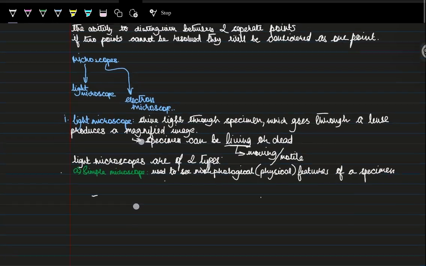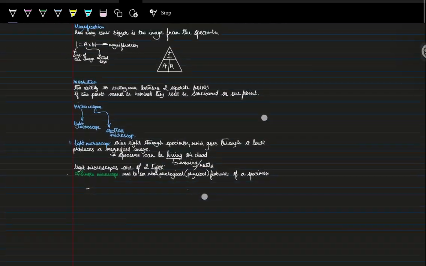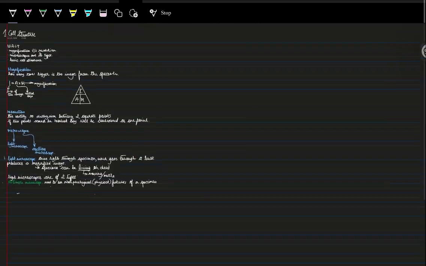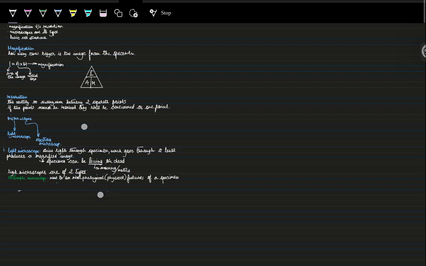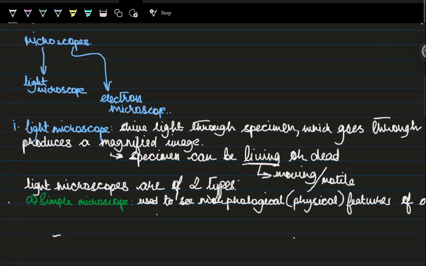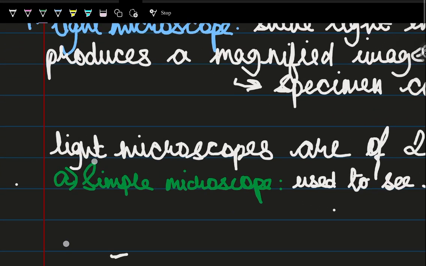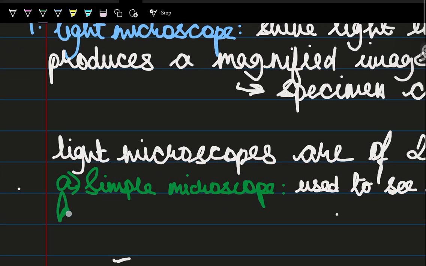Yes, is it clear till now? Please copy down whatever you've done till now. Pause the video. I'm zooming out. Yes, so let's begin with our second type of light microscope, which is the compound microscope.